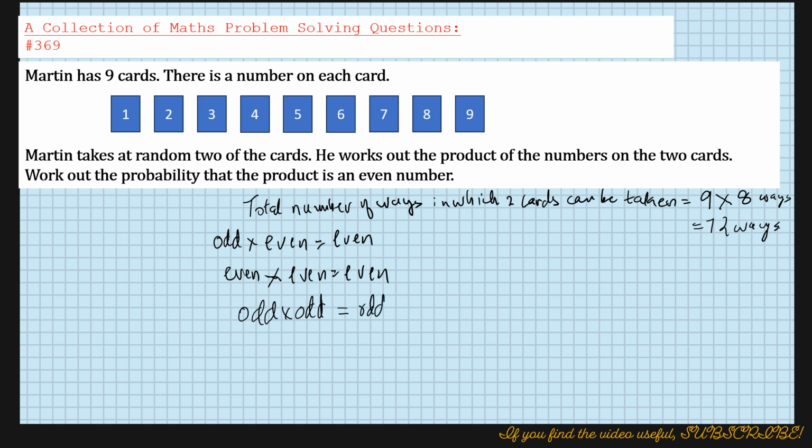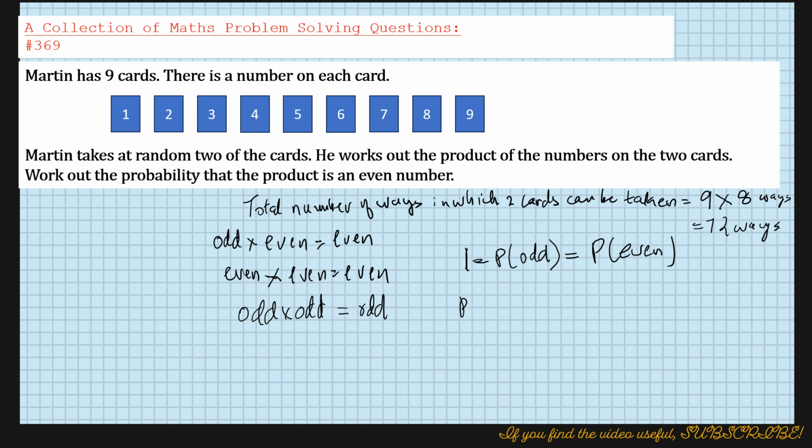But it is important, I think, because if we can work out the probability of the product being odd, then 1 minus the probability of odd would be even. So 1 minus the probability of the product being odd would equal the probability of it being even. So if we use this in the calculation, it would help.